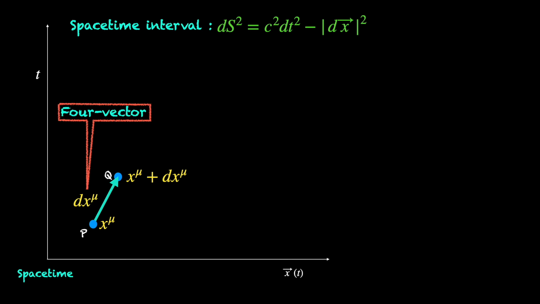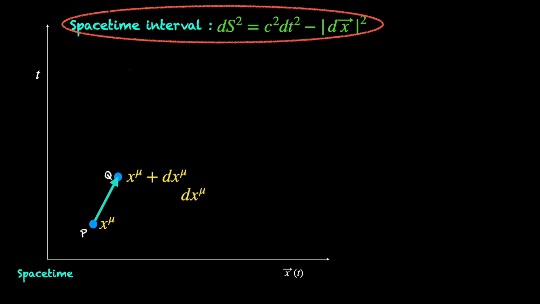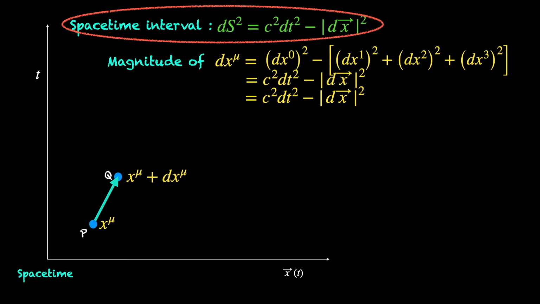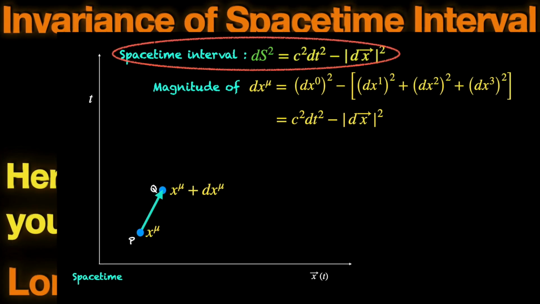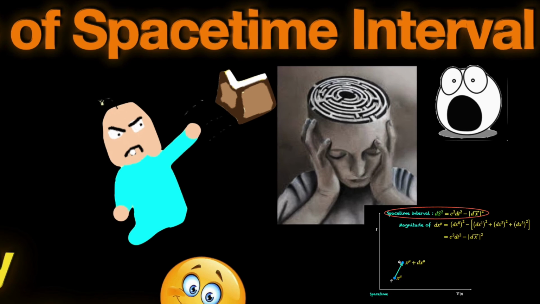Now this dx mu, the difference in the spacetime coordinate values, is a 4 vector. What is a 4 vector? Some other time, guys, okay? For now, think of it just like our good old 3-dimensional position vector, but with one extra component since it is in the 4-dimensional spacetime. Now, the spacetime interval ds squared is actually the magnitude of this dx mu 4 vector. To calculate it, we take the square of the time component dx0 minus the sum of the squares of the space components. That gives us c squared dt squared minus dx vector squared. If you recognize it, great. If not, you should watch my earlier videos on spacetime interval. It's kind of a big deal in special relativity, so link is in the description.